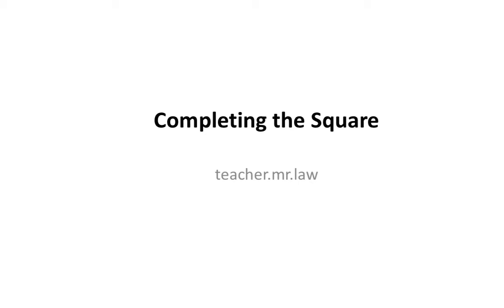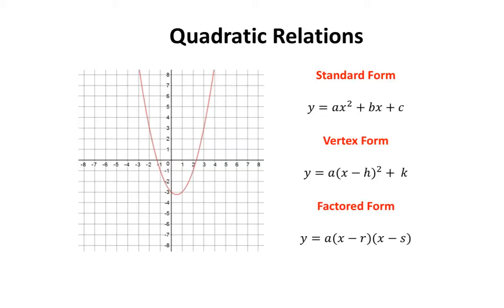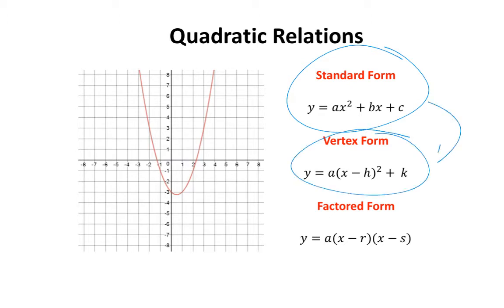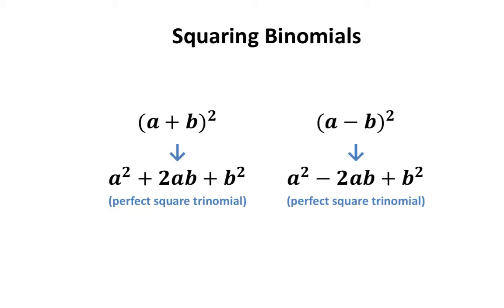In today's lesson, we'll be learning how to complete the square. Completing the square is a process which transforms a quadratic relation in standard form into a quadratic relation in vertex form. Completing the square involves creating a perfect square trinomial, which is then changed back into a binomial which has been squared.